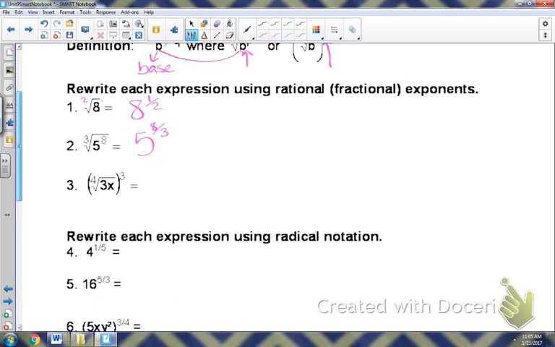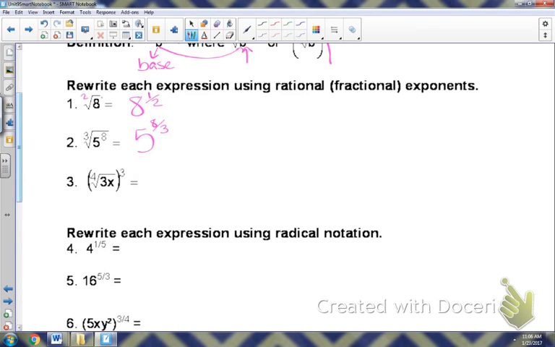Okay, so looking at 3, notice this time that our radicand, which is the term under the radical, is 3 and x. So you're going to have to put parentheses around both of them, so that way the entire base is 3x and not just x. So make sure if there's more than one under the radical that you put parentheses around it. Our exponent, notice they wrote it a different way, but our exponent's on the outside. That's 3 over the index, which would be 4.